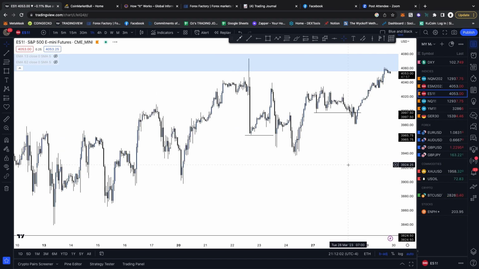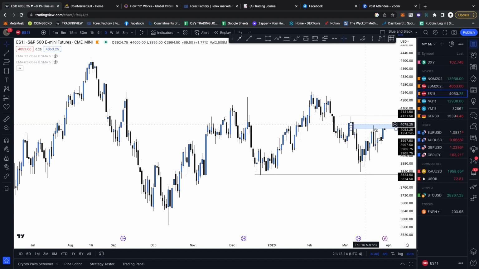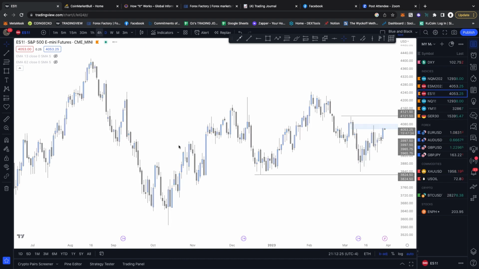So if you look here on the daily, price has been working within this imbalance on this daily time frame. We rejected off of it here, but we never really made a clear lower low here on the daily chart, and then we had this big impulse up, right? So we go down to the 4 hour.